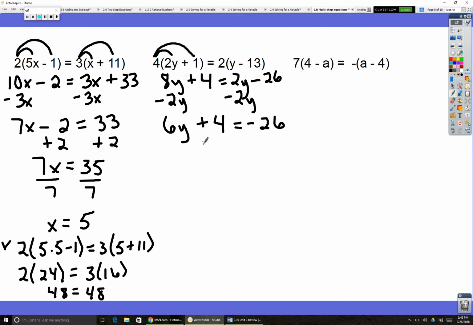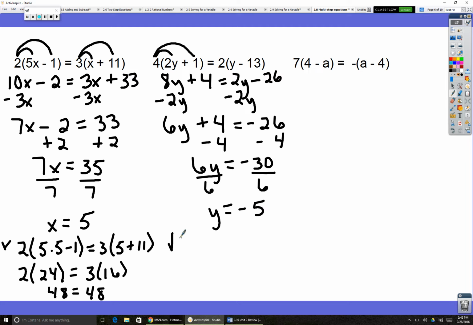Now I have a two-step equation. Subtracting 4 from both sides gives me 6y equals negative 30. Dividing both sides by 6 gives me y equals negative 5. And I'm going to check my work.